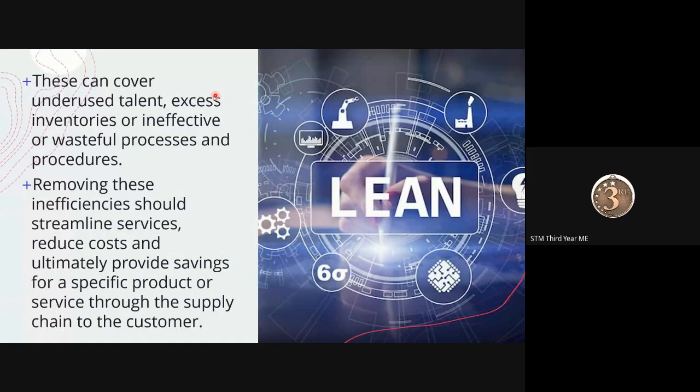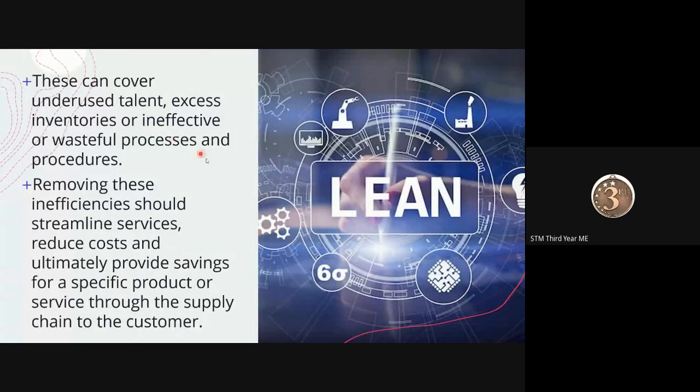Next is ineffective or wasteful processes and procedures. So this is the main thing. Eliminating a wasteful procedure is one of the main objectives of lean manufacturing. A wasteful procedure or process is eliminated to finish the product as early as possible and with much less cost incurred. So for that purpose, lean engineering covers all these areas.